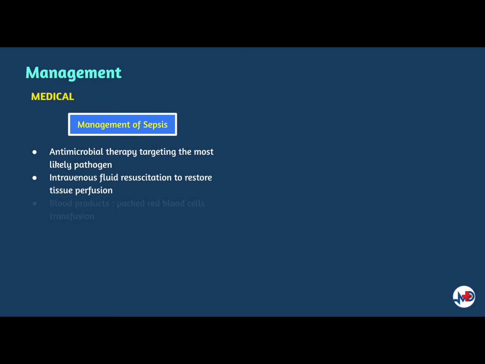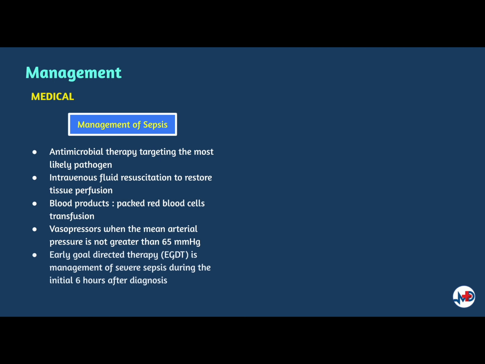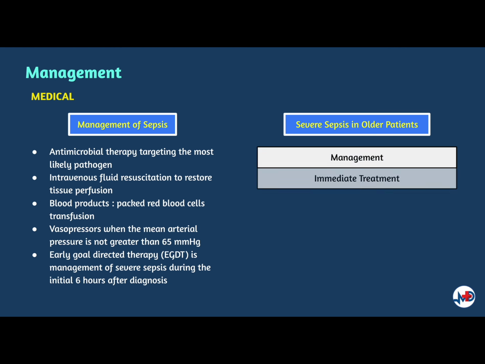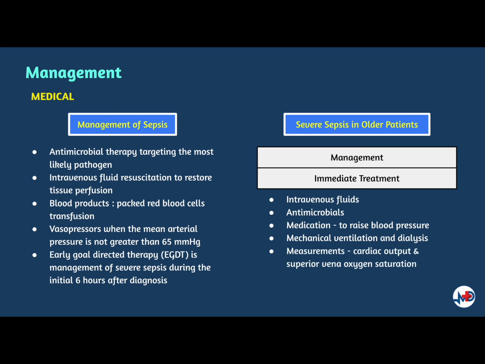When it comes to management of sepsis, it is important to initiate antimicrobial therapy targeting the most likely pathogen, of course, and removing the source or draining the infected foci. Intravenous fluid resuscitation is important to restore tissue perfusion and should be done immediately. If needed, transfusion of blood products or vasopressors can be started when the mean arterial pressure is not greater than 65 mm of mercury. Early goal-directed therapy is management of severe sepsis during the initial 6 hours of diagnosis.